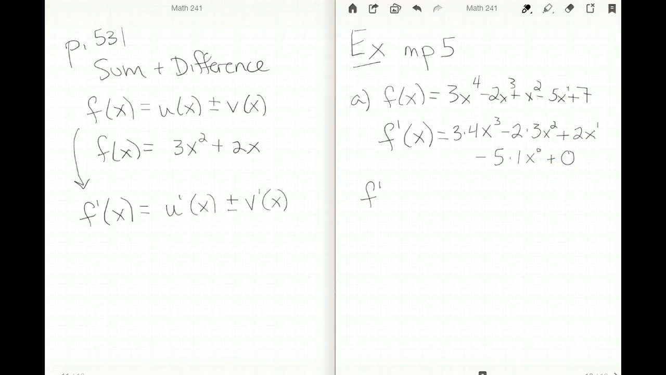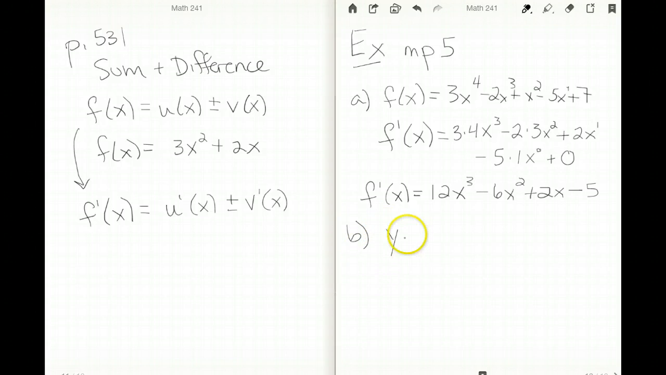So our finalized derivative would look something like this. It would be 12x to the third minus 6x squared plus 2x minus, what is x to the 0? X to the 0 is 1, so this is just 5 times 1 times 1. So this is minus 5, and there is no constant term after that, so we're done. All right, let's just do one more, and we'll be done.